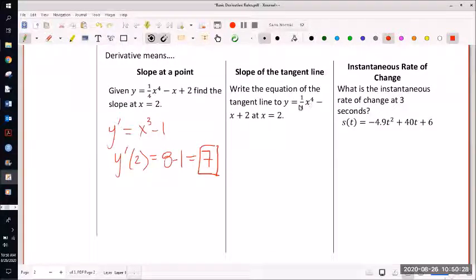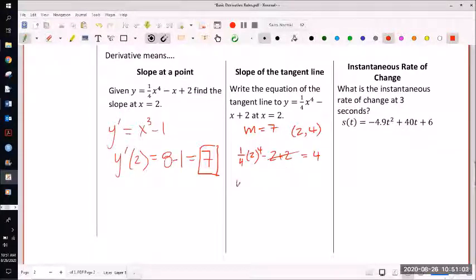Now I want to write the equation of the tangent line to this curve at this point. I already know that the slope is equal to 7. And now I just need a point. Well, the x-coordinate of the point is 2. I need to find the y-coordinate by evaluating the function at 2. That's going to be 1/4 times 2 to the 4th minus 2 plus 2. These just cancel out. I have 1/4 times 2 to the 4th. That's 16. 16 divided by 4 is 4. So my point is 2, 4.